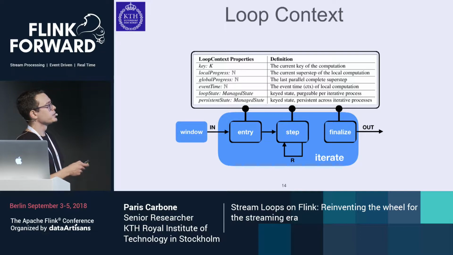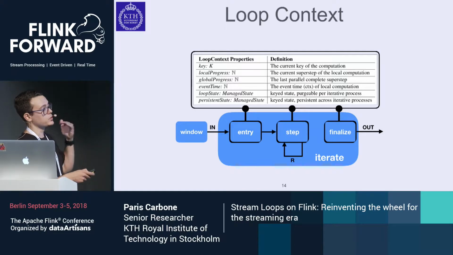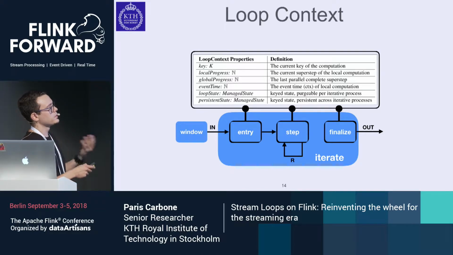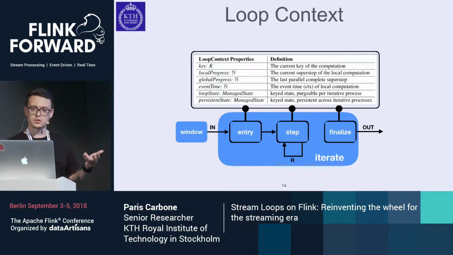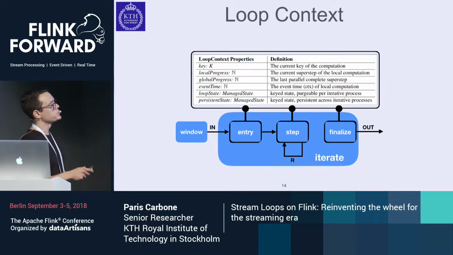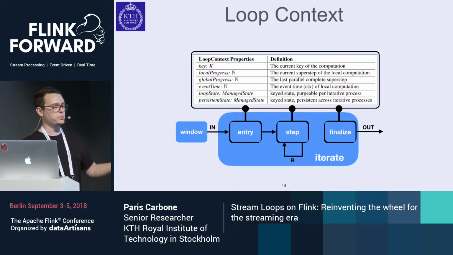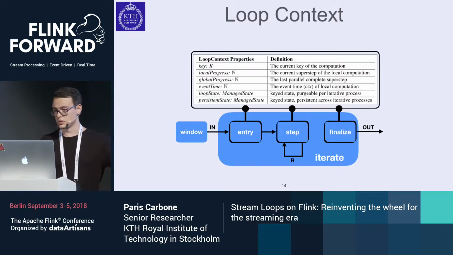So the important thing is that you can always know the local progress, the local step of the computation, the global step, which is the last parallel complete superstep, the current event time of the window that triggered the computation, and also define state, two flavors of state. One, as you know from the single pass aggregation, it's the same thing. Loop state defines state that is purgeable per window, and persistent state is the global state that persists across windows.